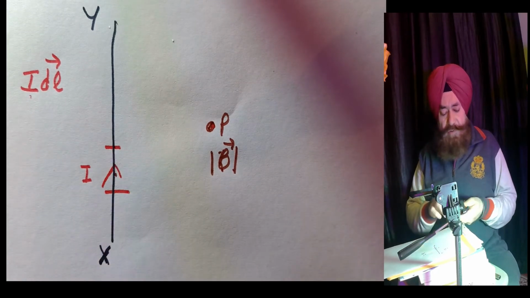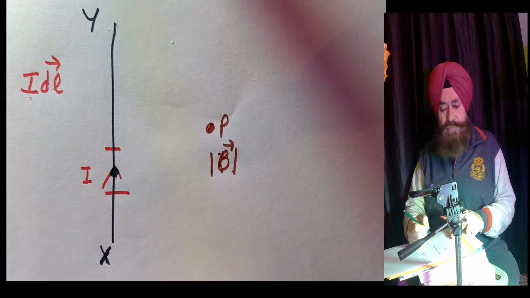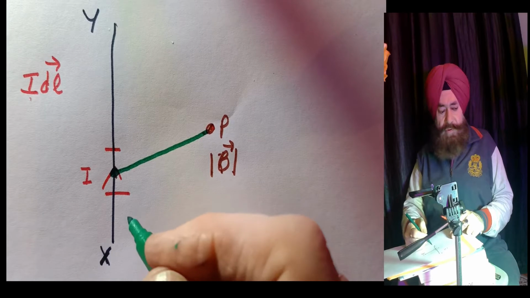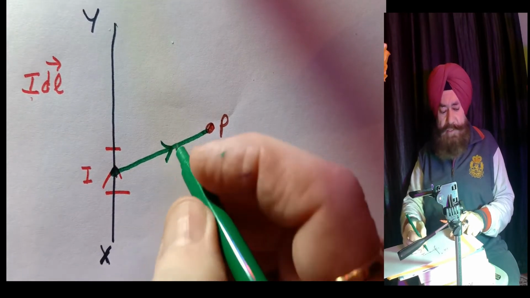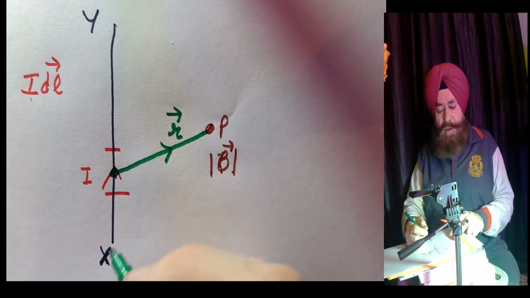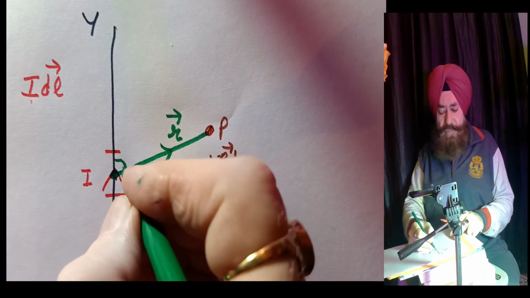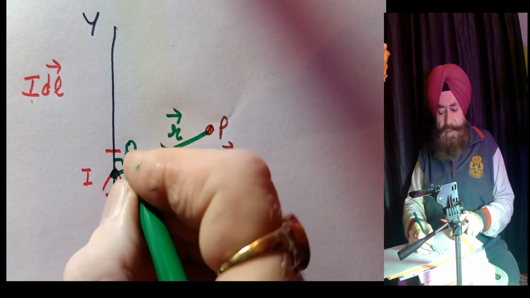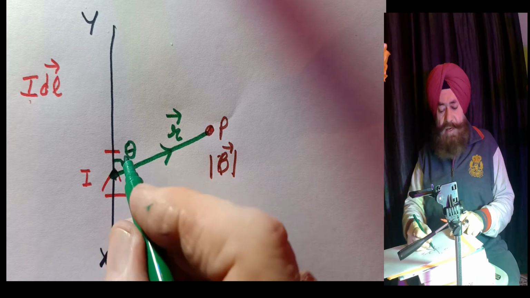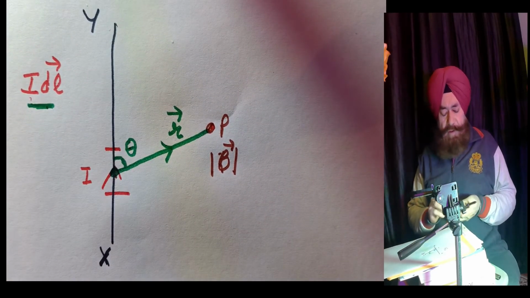Let the center of the current element be this center. Join this center to point P, and you call it as r vector. And this r vector is making an angle theta with the current element.